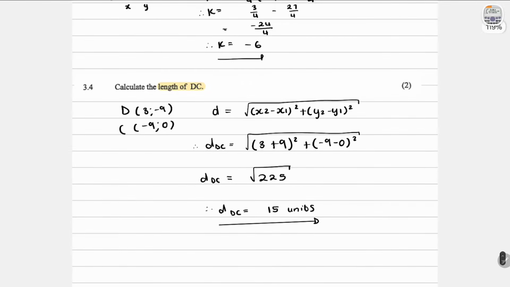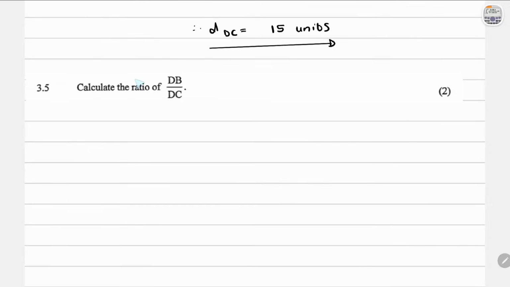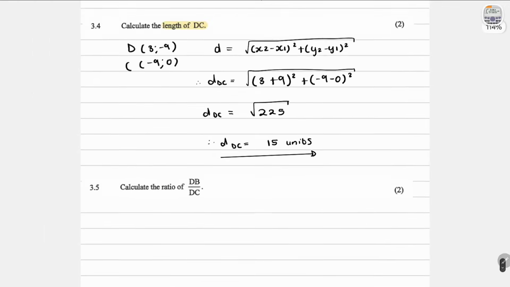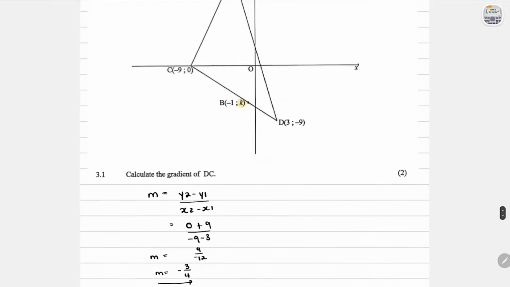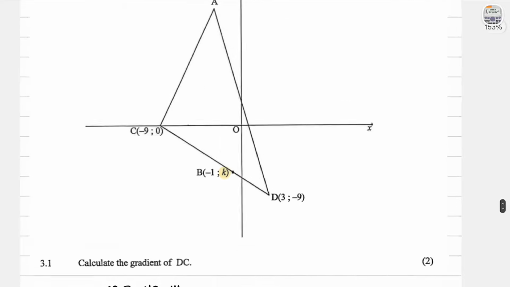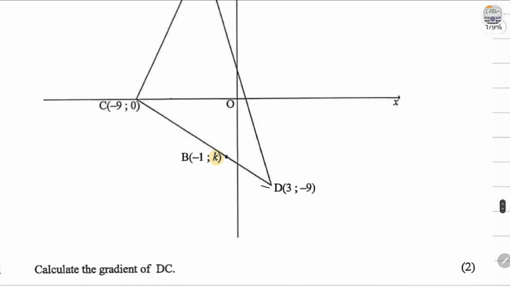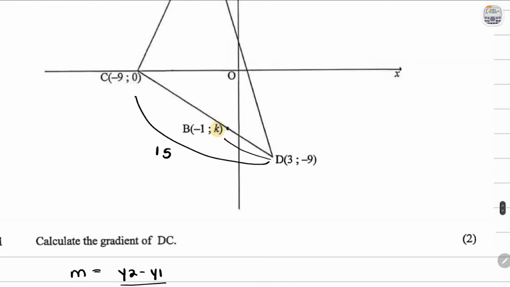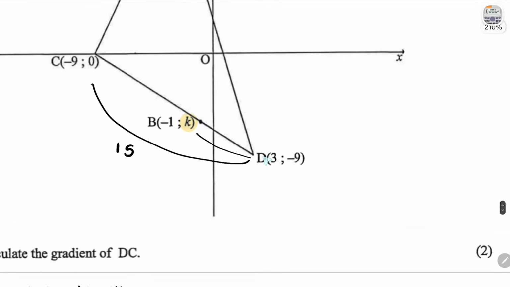Okay, moving on to the next question. 3.5 says calculate the ratio of DB over DC. Let's just see where that is. We already have DC. We found that to be 15 units. So all we need to do is find DB. And we already know what K is.